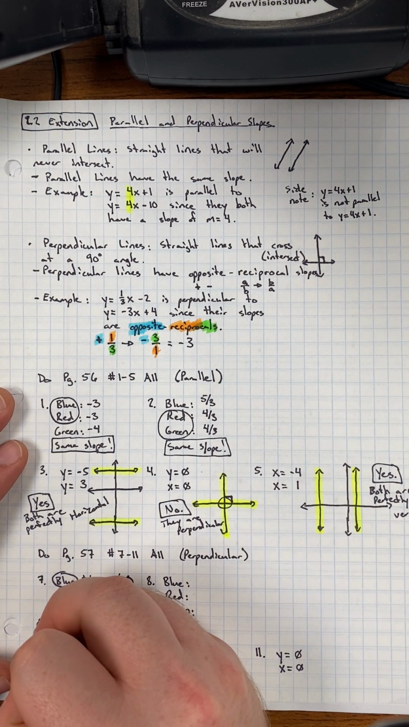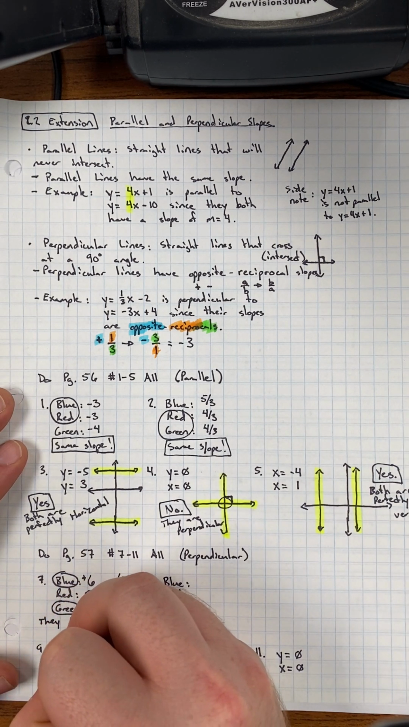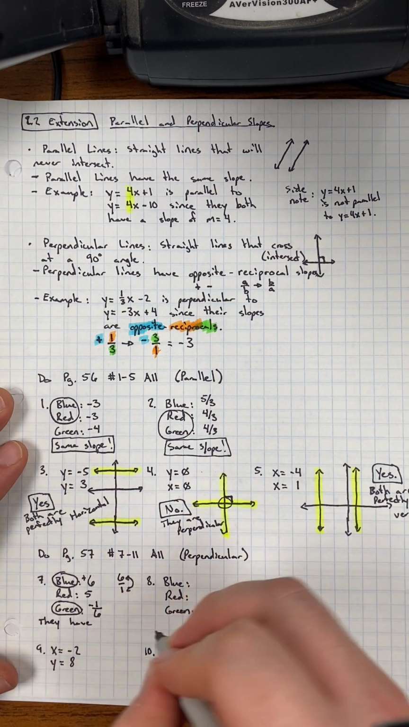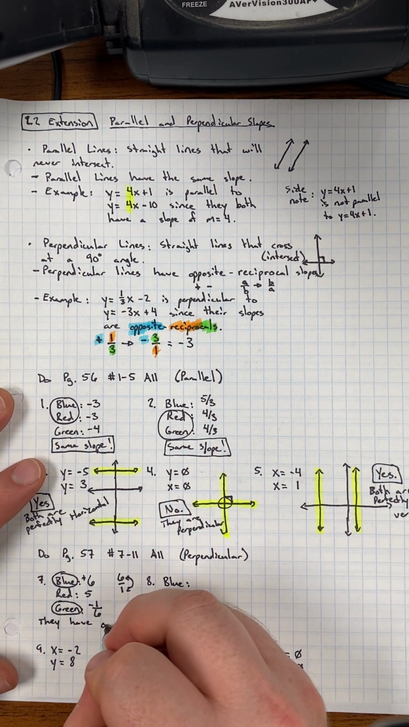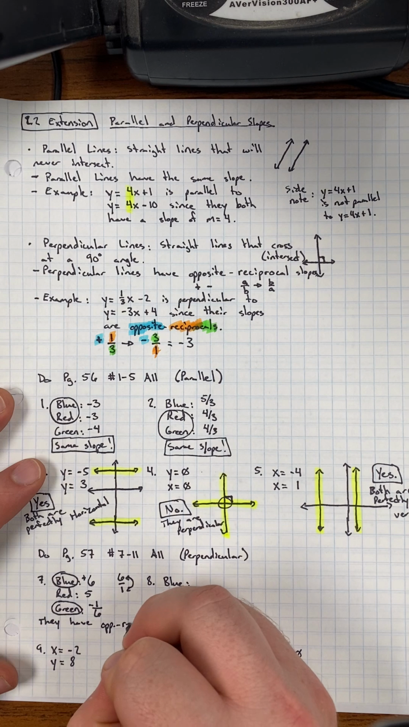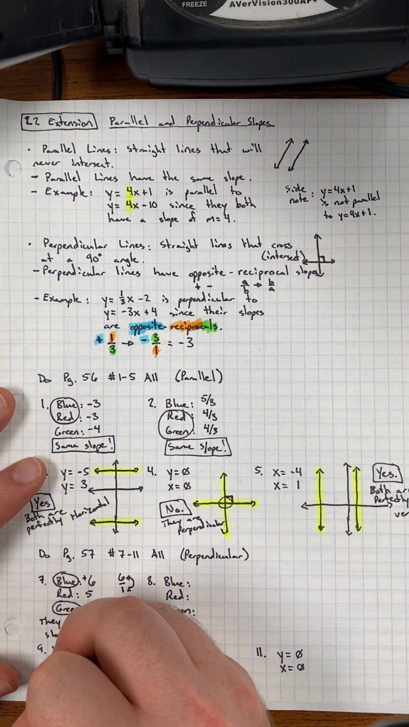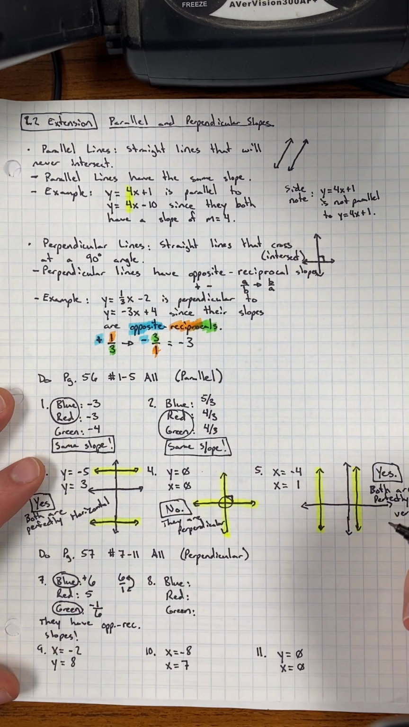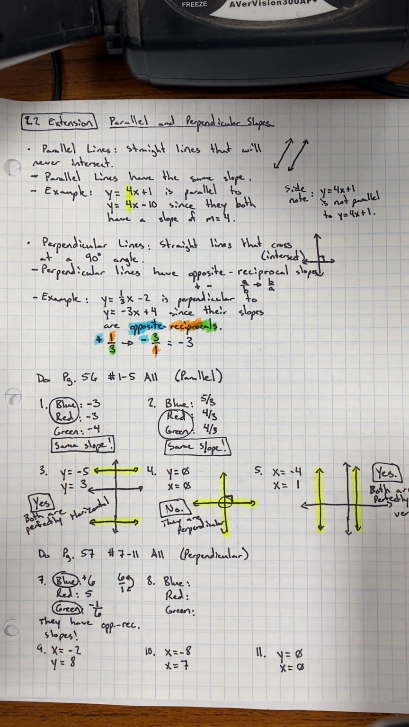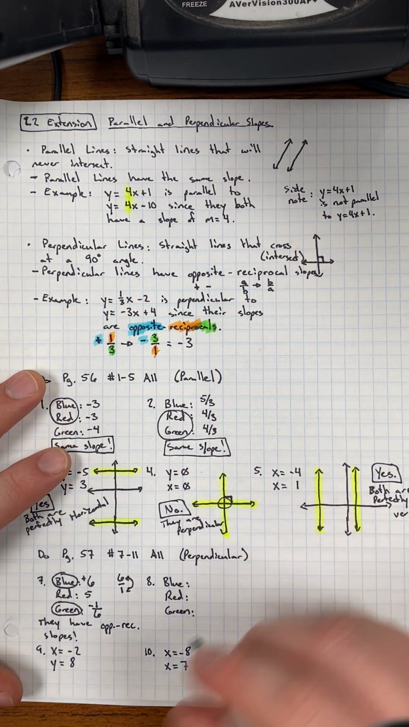because they have, and we'll just abbreviate, op recip slopes. That's my reasoning here, okay? And that's what you're going to say each time for these, okay? Now let's do number 8.